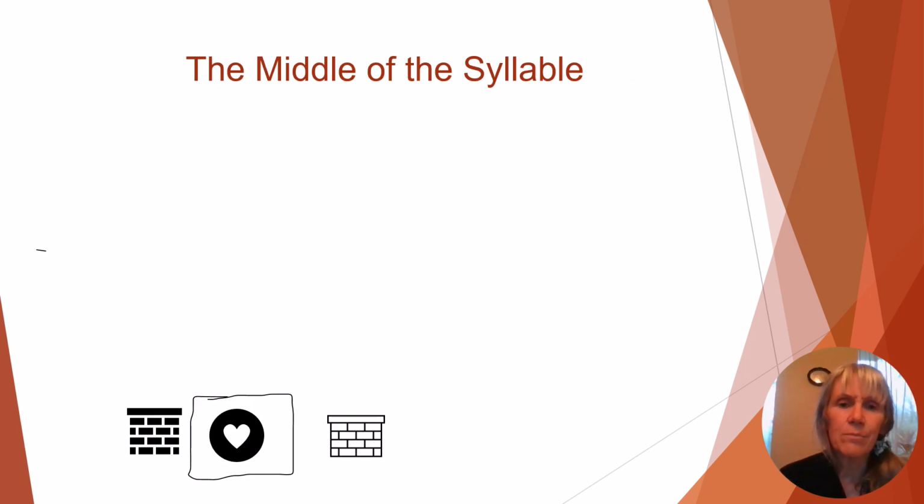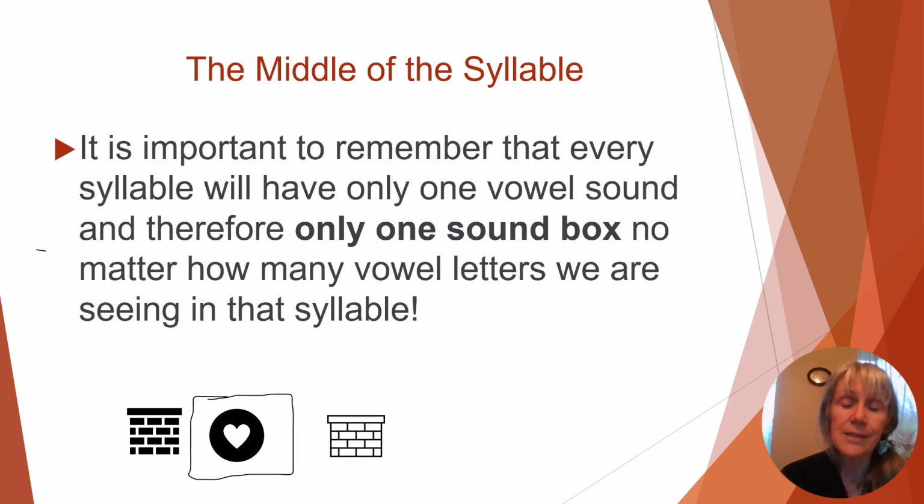So let's look at the middle of the syllable. Whether we have a consonant wall or not, as soon as we hit the vowel sound, it is the middle of our word part or one syllable word. It is important to remember that every syllable will have only one vowel sound and therefore only one sound box, no matter how many vowel letters we are seeing in that syllable.